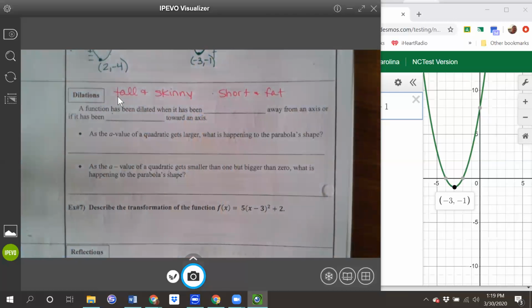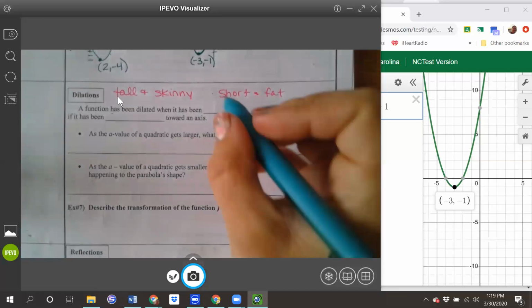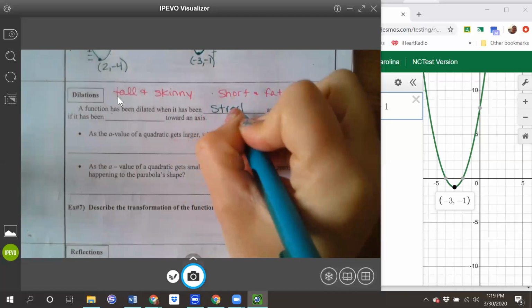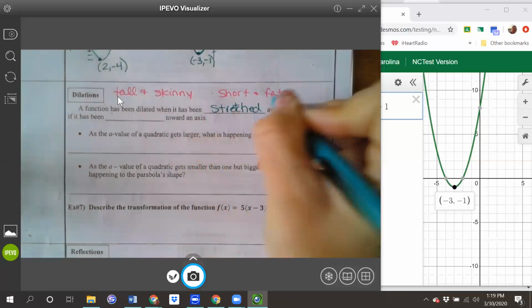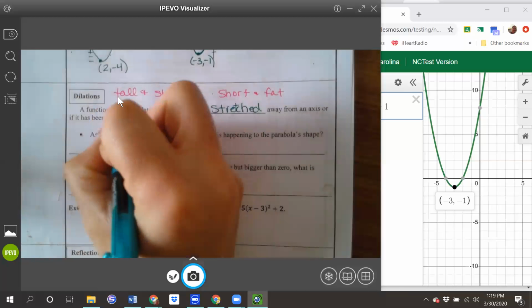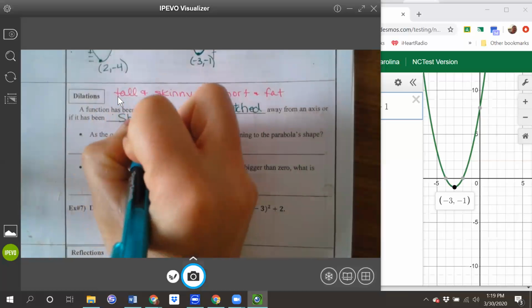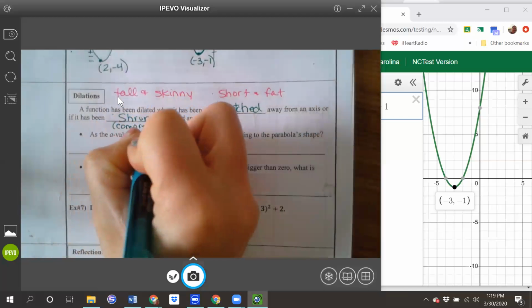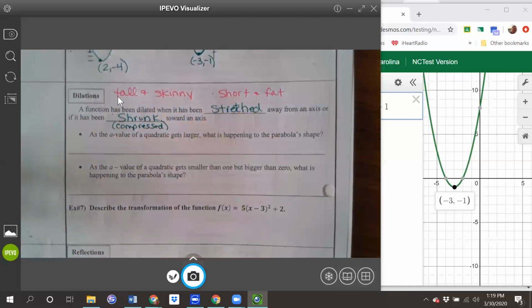So this is called a dilation. So a function has been dilated when it has been stretched, S-T-R-E-T-C-H-E-D. When it's been stretched away from an axis, or if it has been shrunk towards an axis, and sometimes people say compressed instead of shrunk. So this happens when you start to change the A value.